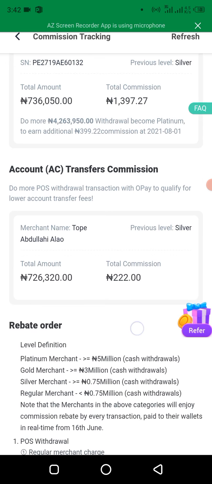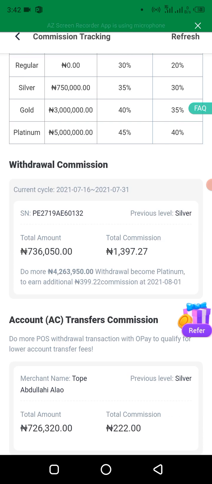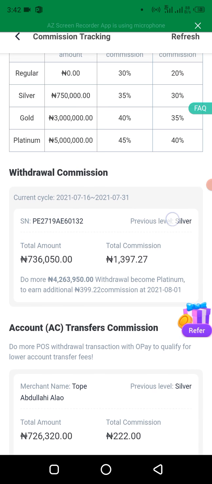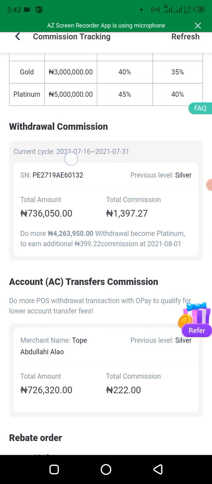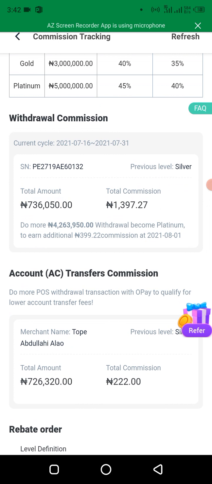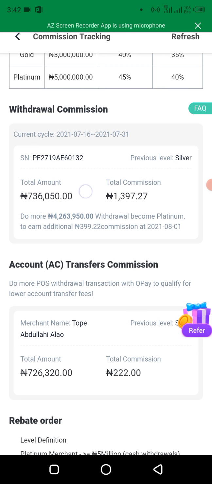So Opay has even done the work for us. You can see here withdrawal commission. They are showing my own level now. They said previous level, so my previous level is silver. This one is showing for current cycle, from 16/7 to 31st of July, which is still the same cycle we are in. That is the current month. So don't mind the previous level. That's your level.